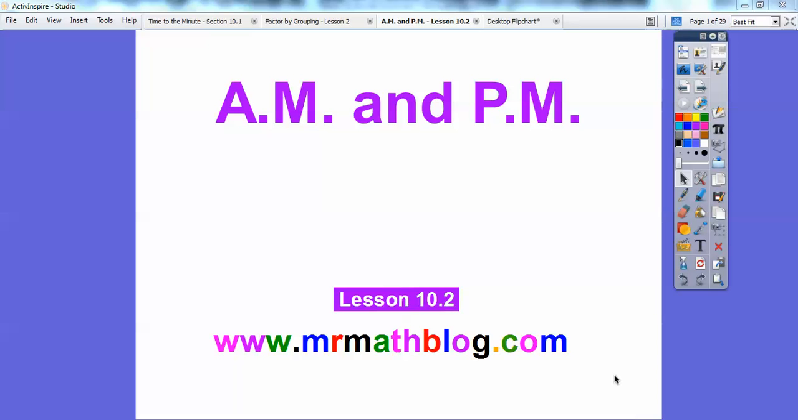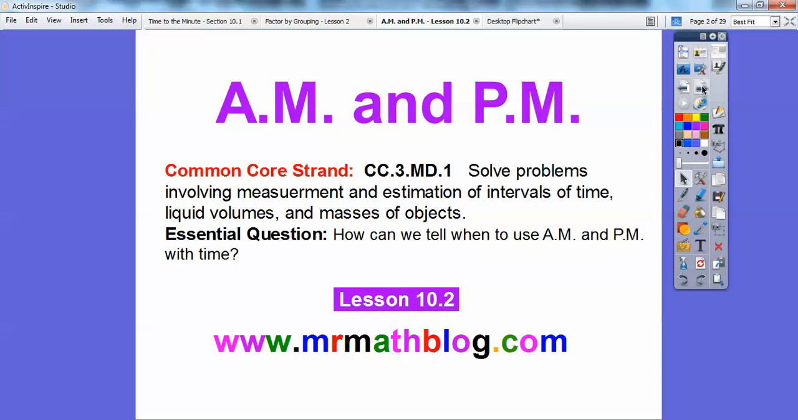So we're telling time on a clock and whether it's in the morning or the afternoon. Okay, so this is lesson 10.2 in our textbook.